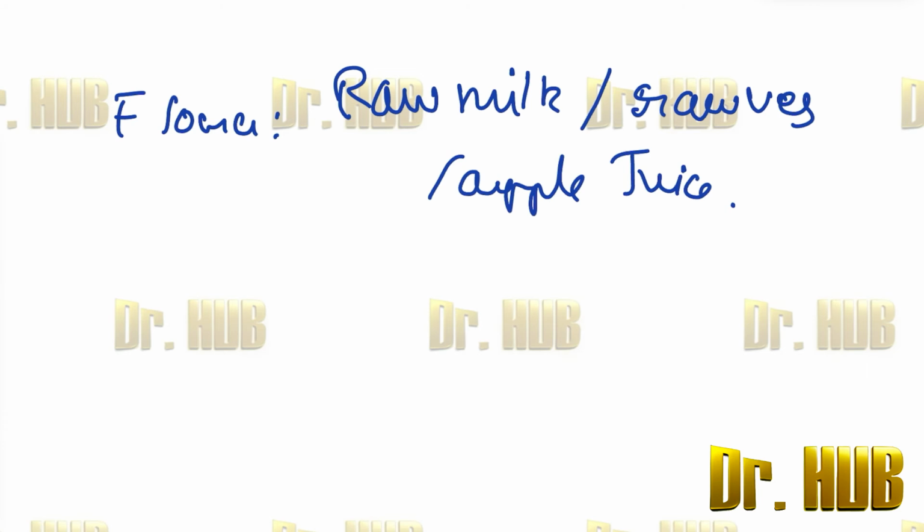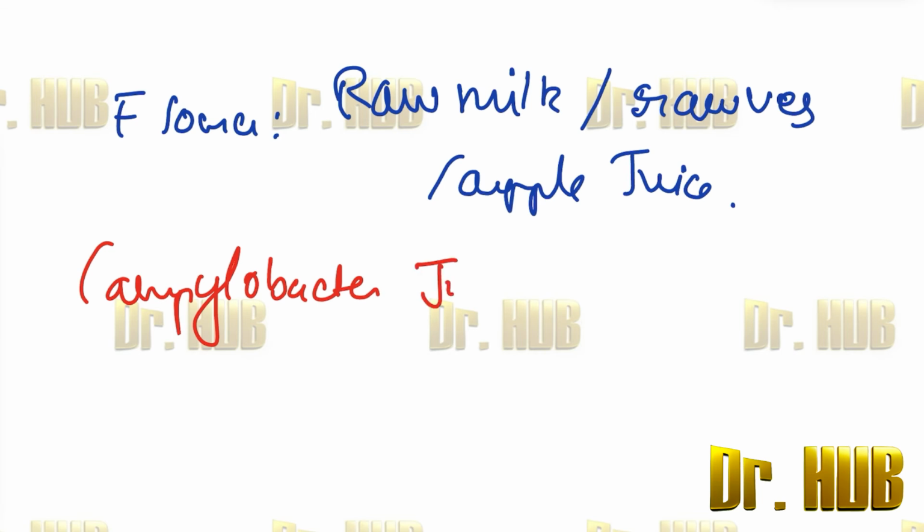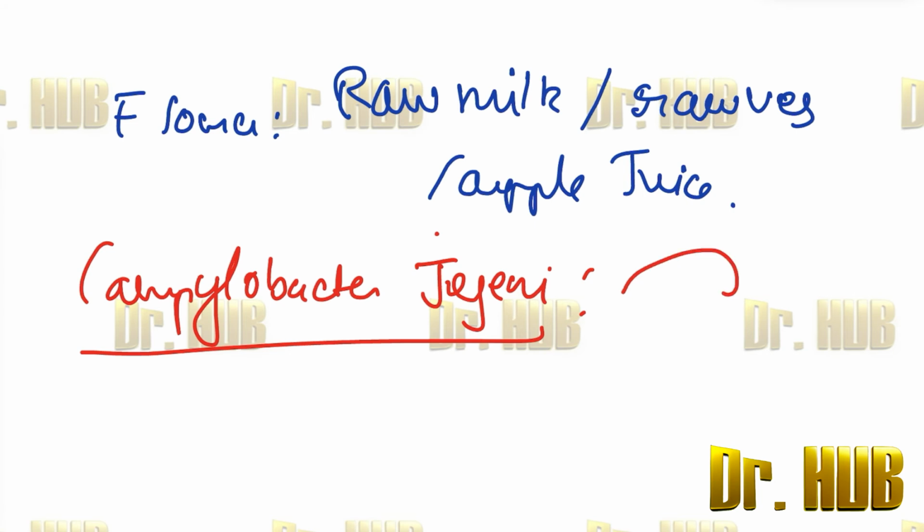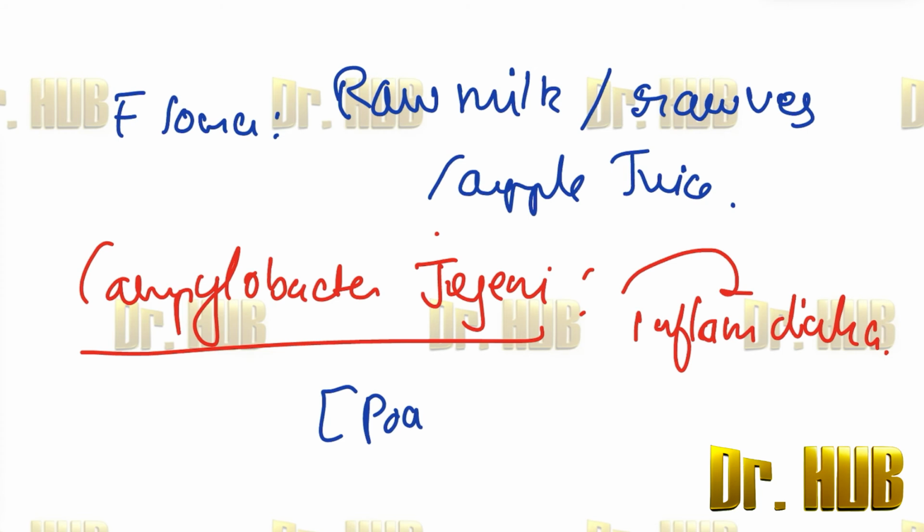The next organism we are going to look at is Campylobacter jejuni. The presentation is inflammatory diarrhea, like the other inflammatory diarrhea seen in Salmonella species. The source is going to be poultry as well as raw milk.